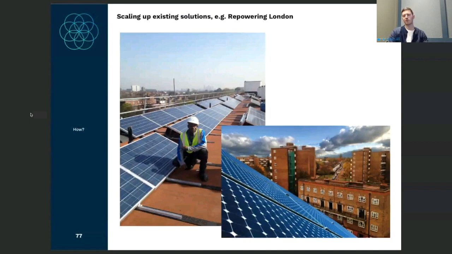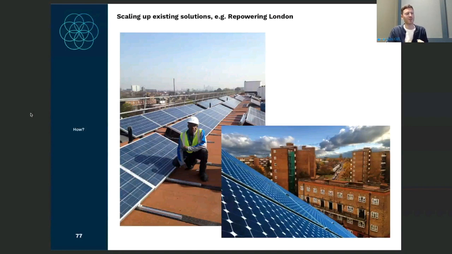Okay, so part of really what we would be looking to do with the interdependence concept in general, but specifically when we're looking at climate resilient communities, is taking existing proven solutions and helping them scale faster. So I'm not an expert in building solar panels, but there are people who are. For example, if we look at Repowering London, they've built a considerable number of projects, particularly on social housing in London over the last few years.